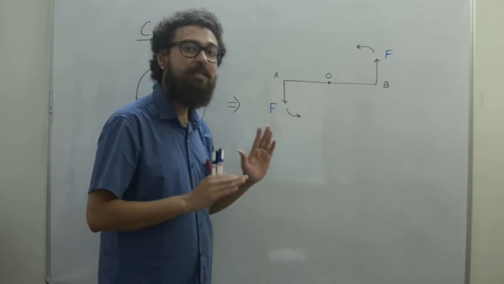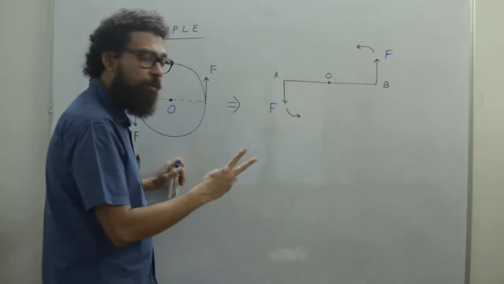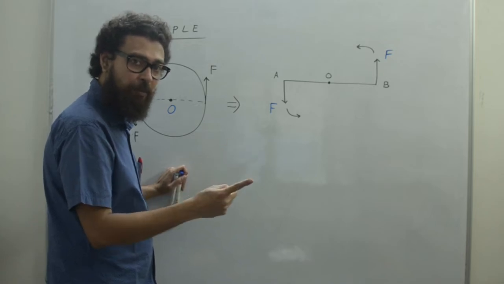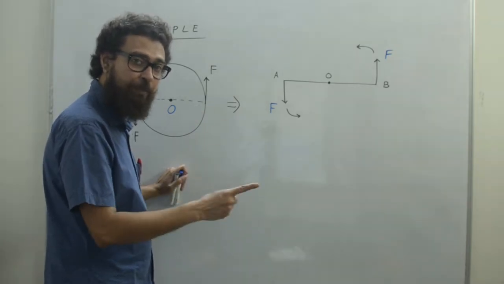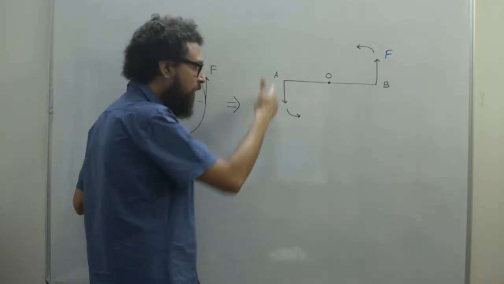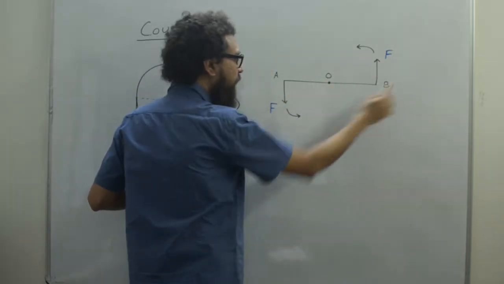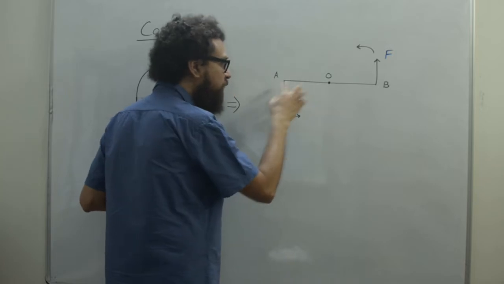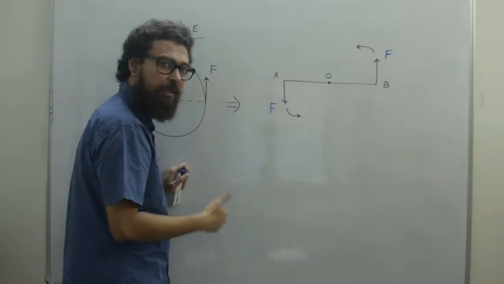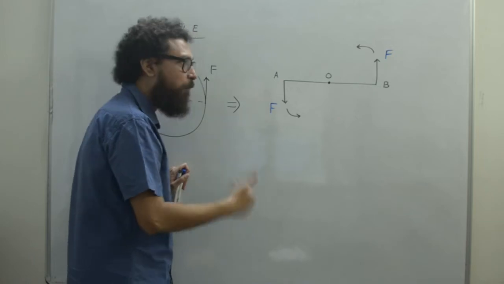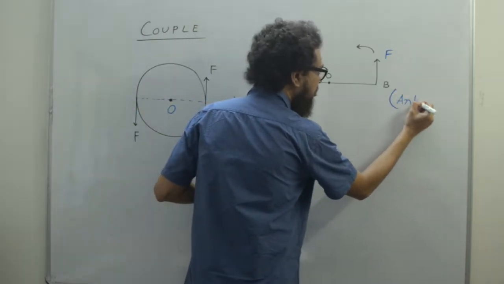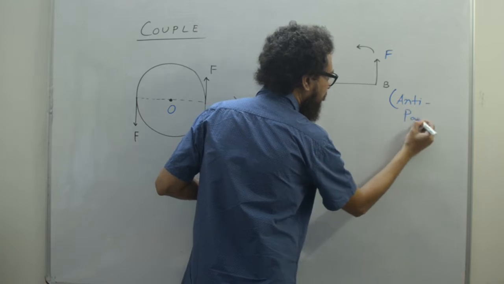Can you follow me? So what is a couple? Two equal forces acting on an extended body at two different points, and their directions should be anti-parallel. Anti-parallel means this direction is upward and this direction is downward, but these two are a set of parallel lines, so we call it in physics anti-parallel. I am writing it here, please copy it down. Anti-parallel.